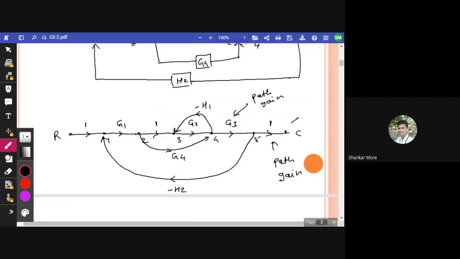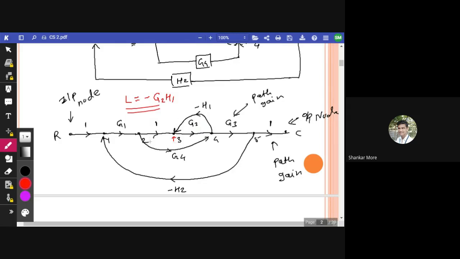After that, this is the output node, this is the input node. And now the thing we have to learn is loops. Let us suppose we are starting from this point and going forward, and then we come back to the same point. So this is one loop. We will name it L, and its gain will be minus G2 into H1. This is called loop gain. So this is the first loop.